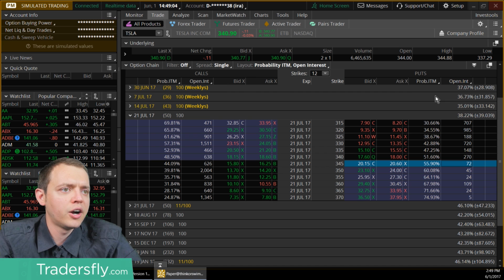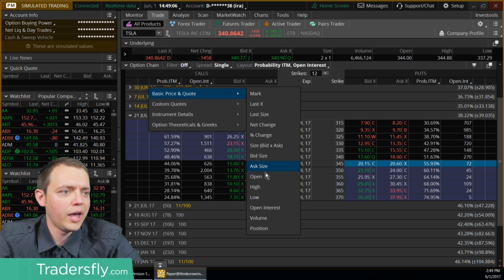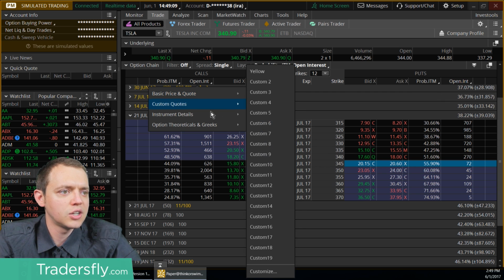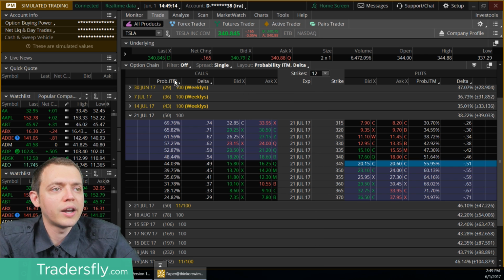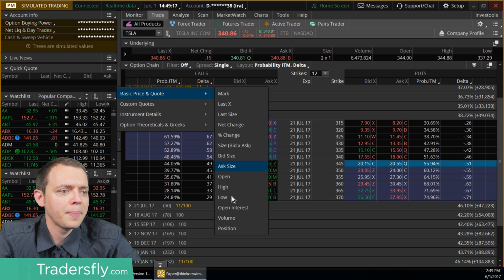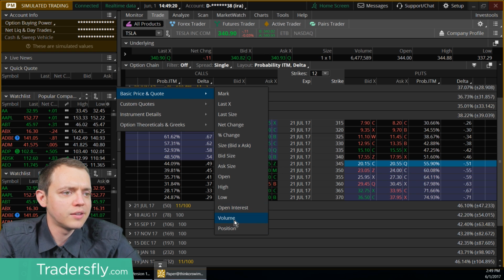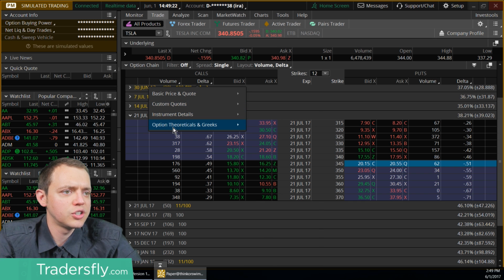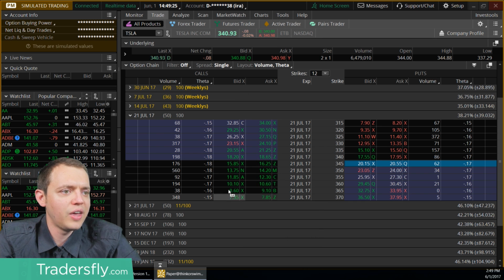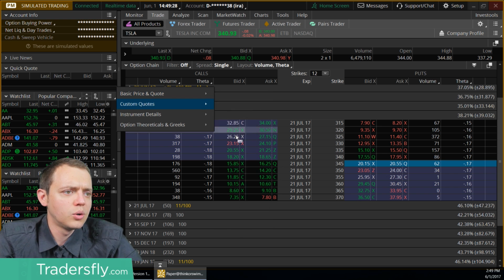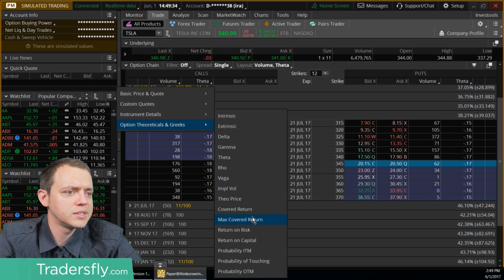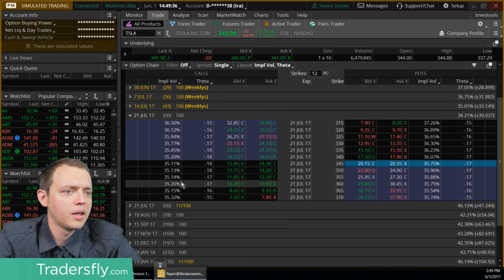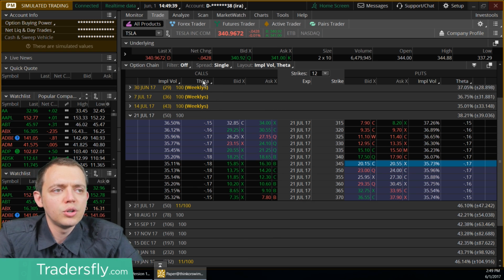Now, you can change these, of course. I could change these columns to the delta, the move that I make on a per dollar move on the stock. I could look at the volume for today. I could change it to the theta: how much theta am I going to lose on each one? There's another one, the implied volatility. So you can do a lot of different column changes and adjustments within these things.